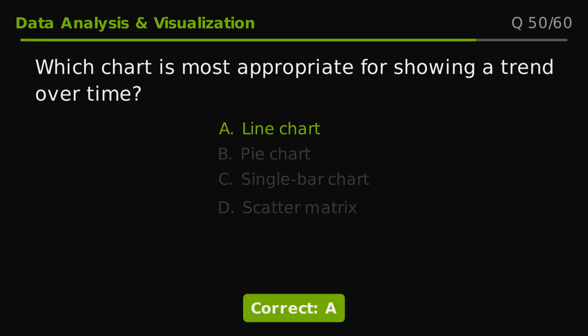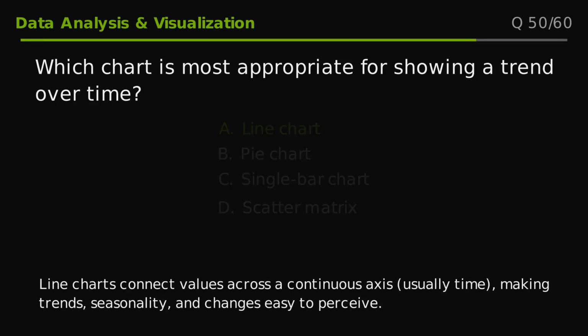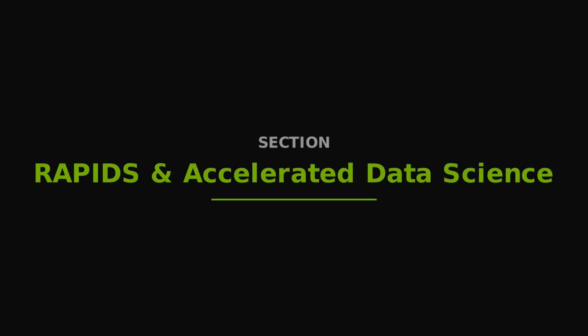The correct answer is A. Line charts connect values across a continuous axis, usually time, making trends, seasonality, and changes easy to perceive. Next section, file formats and accelerated data libraries.